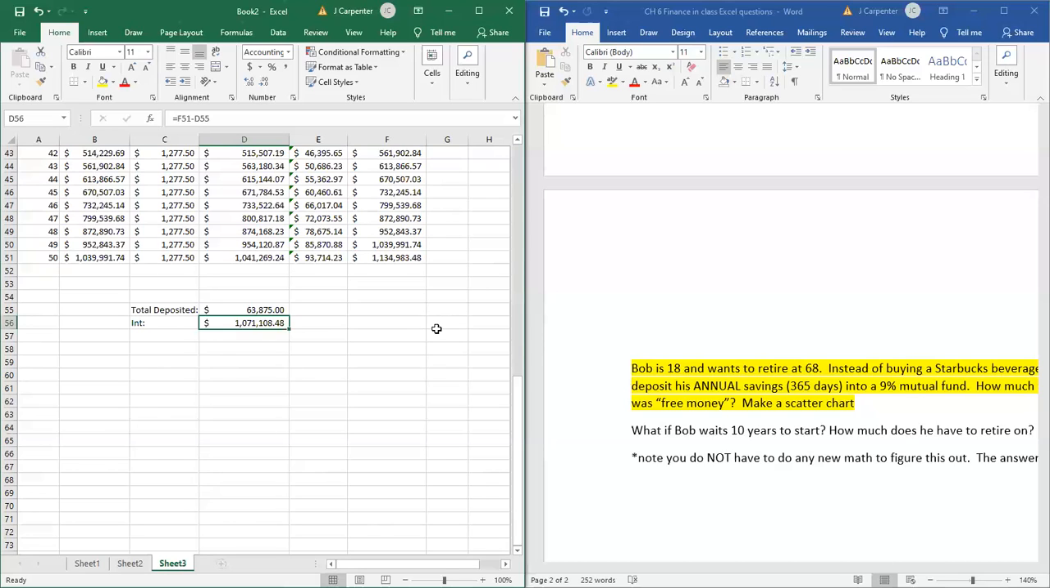Don't underestimate the power of $3 a day, $4 a day. Now, maybe you're not 18, maybe you're 28. So what if Bob waited 10 years to start? Bob's like, well, you know what? I want that cup of coffee while I'm in college and starting out my job and all this stuff. And I don't really make a lot of money. I need to worry about my car. I need to worry about paying rent. I just can't do this, or I think I can't do this.